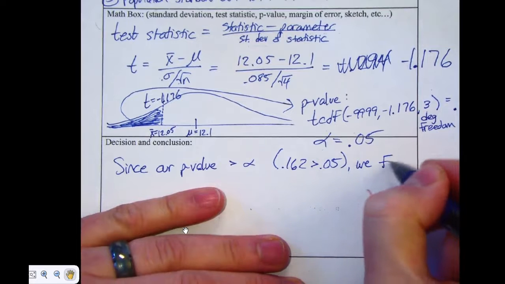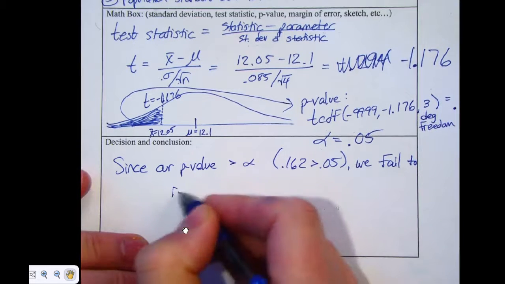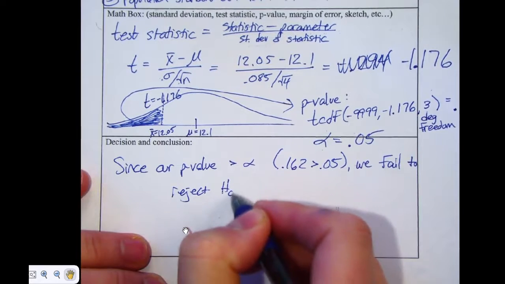And this is the part that you're going to have to learn some more about. We fail to reject H0.